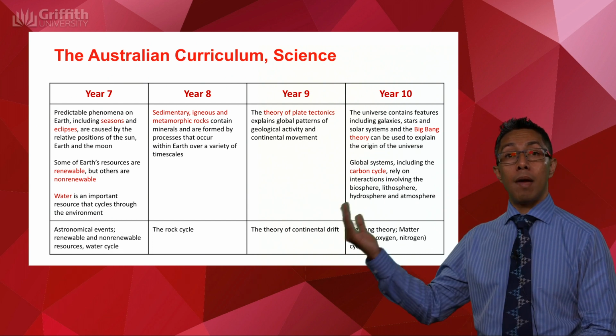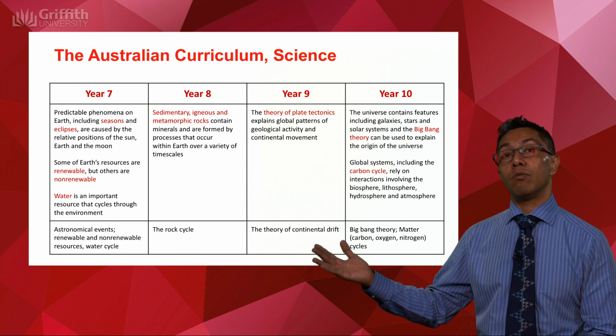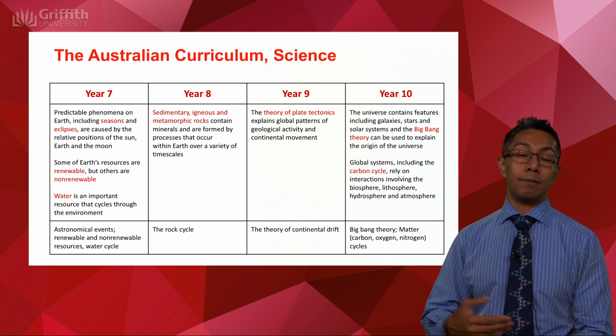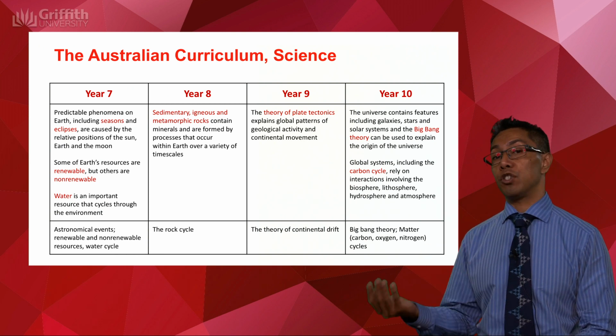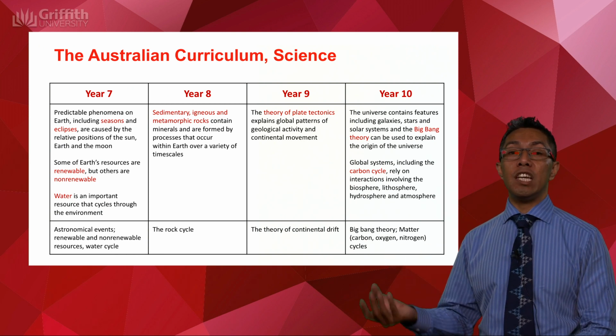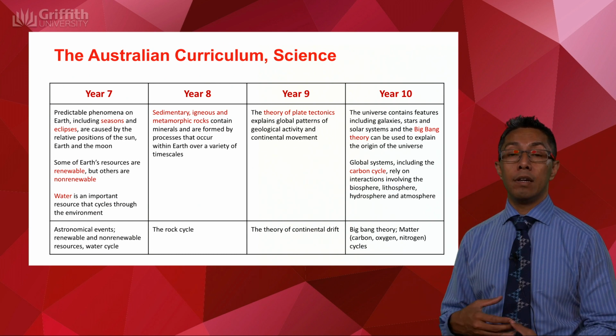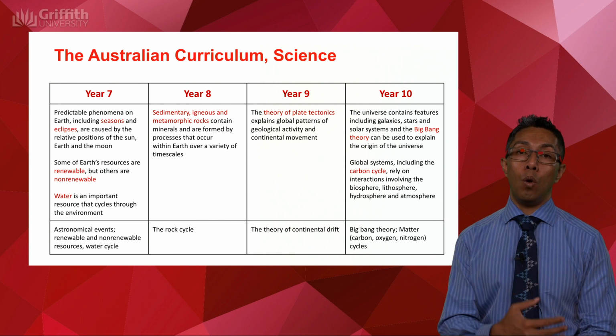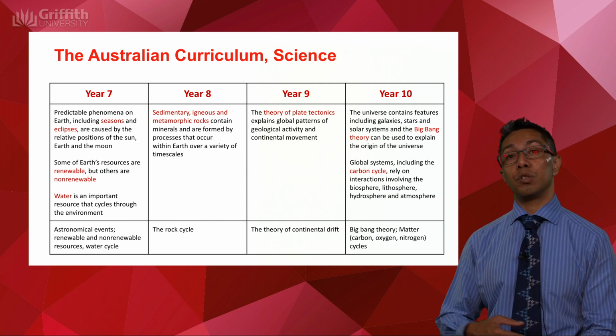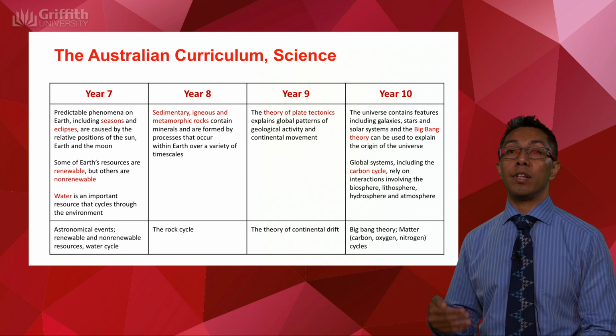So we're going to have a look at some astronomical events and renewable and non-renewable resources, because they're topics which are covered in Year 7. Year 8, we cover the topic of the rock cycle. Year 9, we get really into the meat of geology by looking at the theory of continental drift and all of the multiple lines of evidence which actually go into supporting that idea.